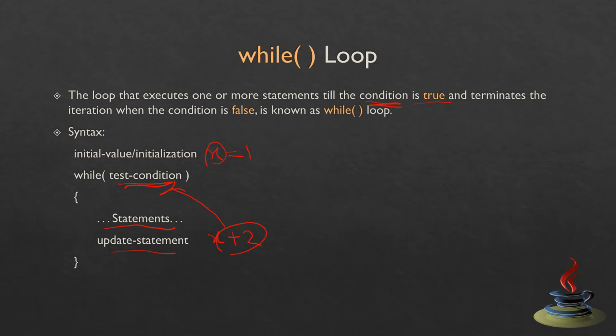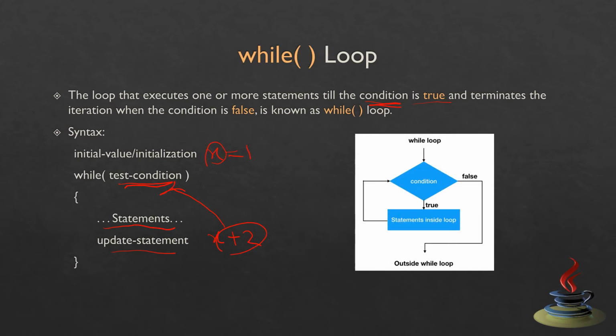If we go to the flow chart, here it is. When your while loop starts, it first checks your condition. If the condition is true, then the statements inside your loop will be executed. Then it goes again to check the condition. If the condition is false, then it goes down, outside of the while loop. So this is the whole concept of the while loop.